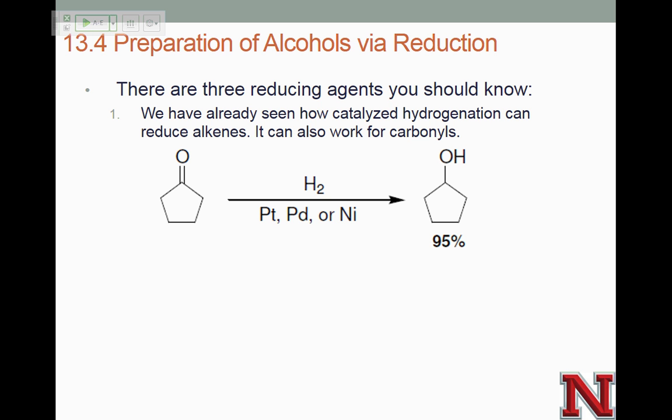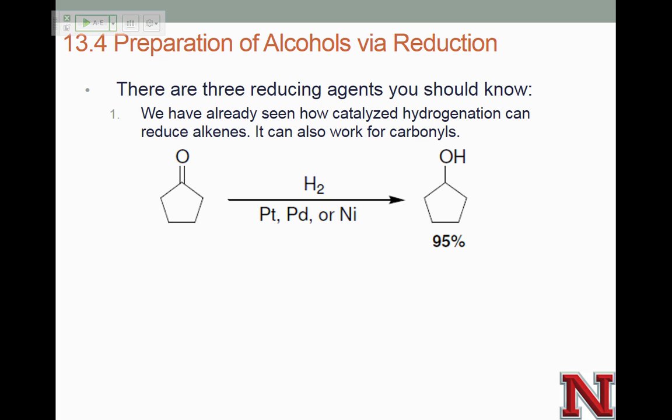The problem is they're going to reduce anything. They will reduce double bonds, triple bonds, and carbon-oxygen double bonds, and we can't stop them. And the reason why is because the catalyst catalyzes all pi bonds. So we don't have any selectivity if we're using this reagent. It's useful if we want to reduce all pi bonds in the structure. It's useful if we don't have any other pi bonds but our carbon-oxygen double bond, but it's not useful if we want to selectively only reduce our pi bond.